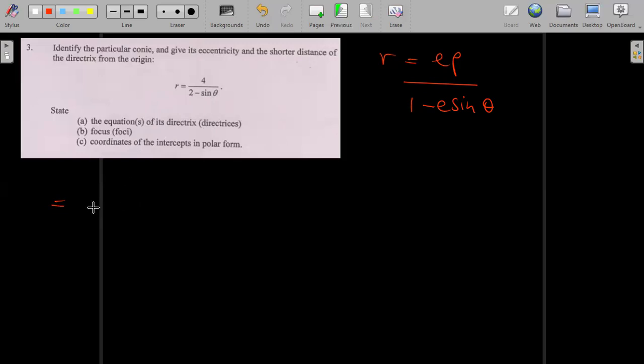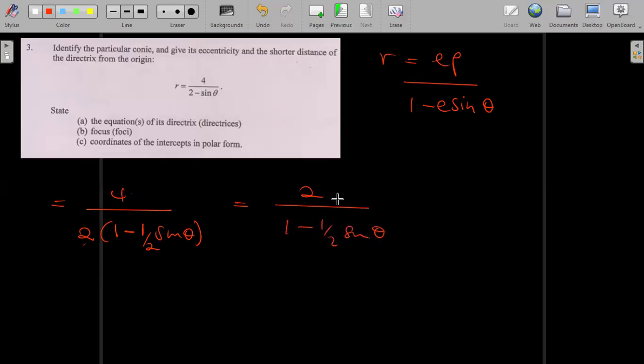Now you have to put it into this standard form where you have a 1 here. So I'm going to say 4, then I can factor out that 2 there, such that I have 1 minus half sine theta. Then this is going to be 2 over, so the 2 can divide into the 4 such that you have 2 here. Then you have 1 minus half sine theta. So this is what you're going to get.